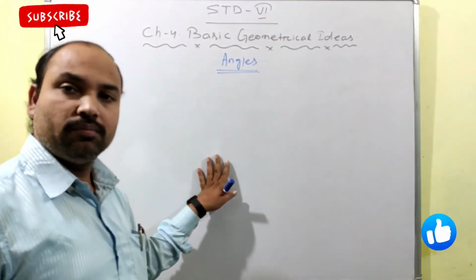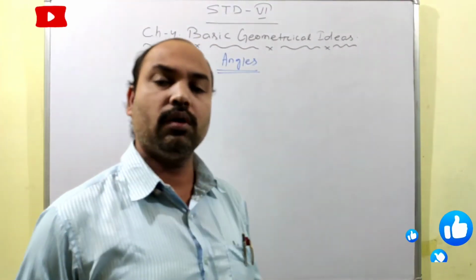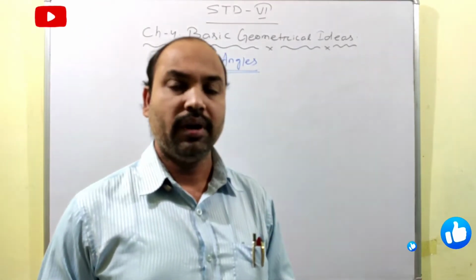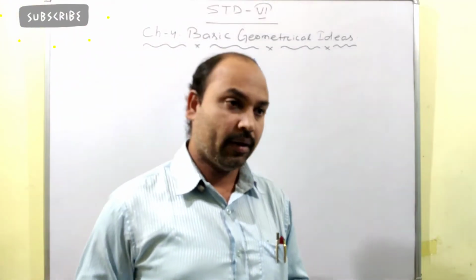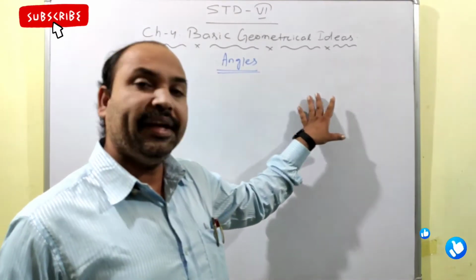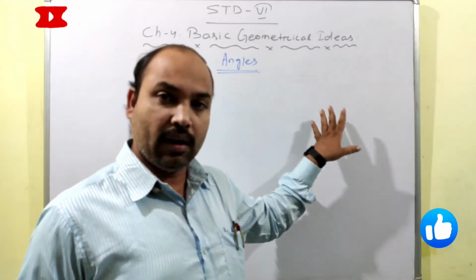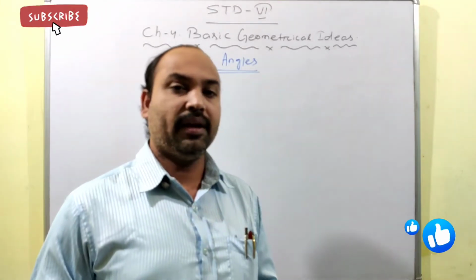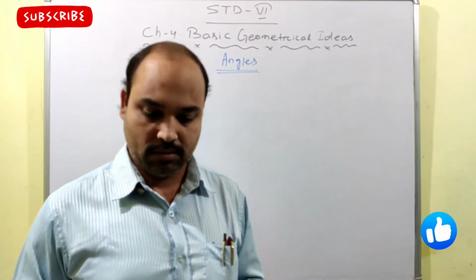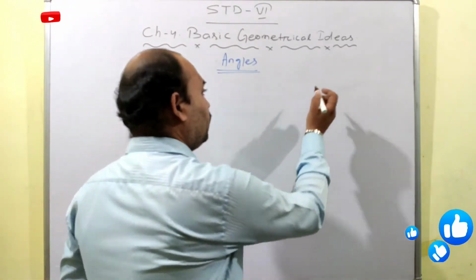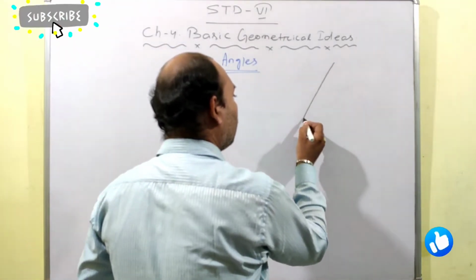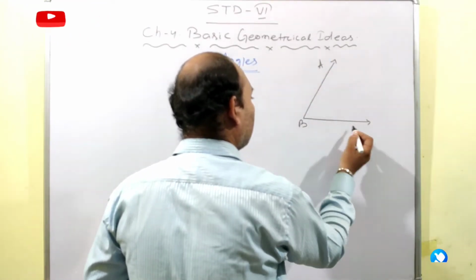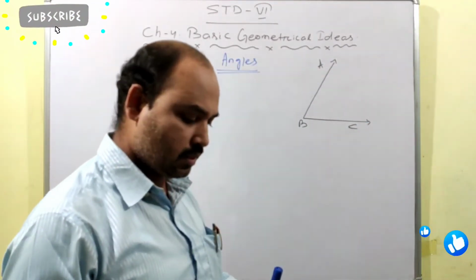So it is a plane, or you can take the paper where you are writing your notes. It is also one type of plane. So in which plane the angle lies or forms, that plane is divided into how many parts? Okay. So it is one angle. This angle divides the plane into how many parts?